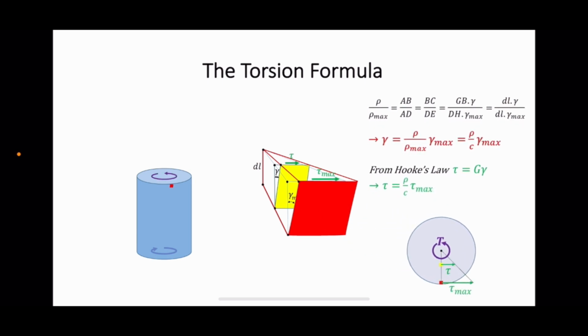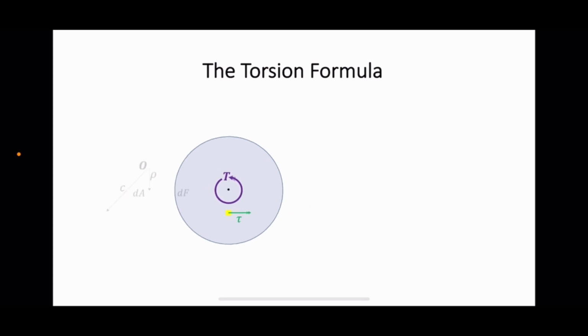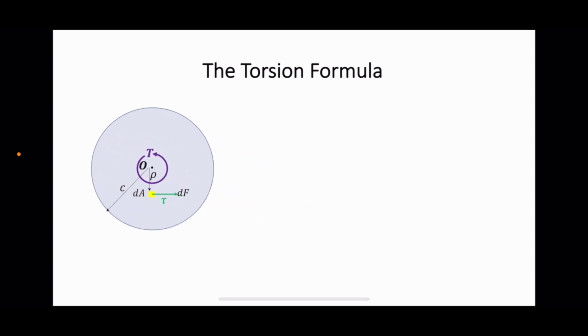Second, if we divide the cross-section into small differential areas, like this dA, then the sum of moments caused by the shear forces on this area about the center of the cross-section should be equal to the internal torque. So let us see whether we can use these two pieces of information to find the maximum shear stress.